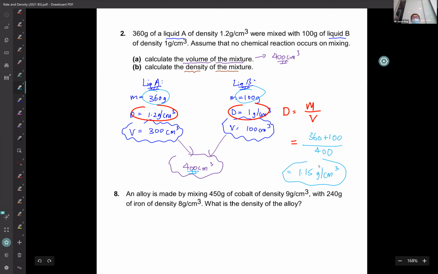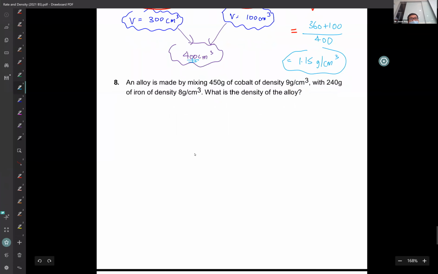Understand? This is just to reinforce your understanding of alloy questions. Who got this both correct? Okay, good. Understand how this is done now. Pause the recording here first. So I continue to talk about the next one.